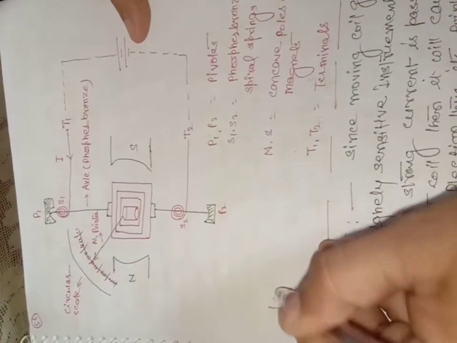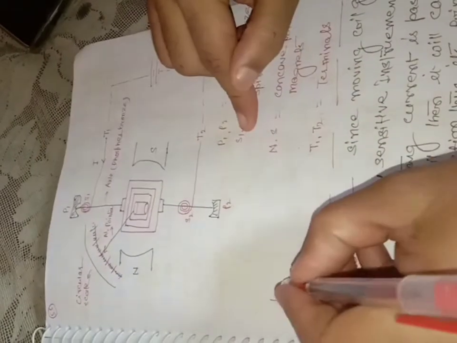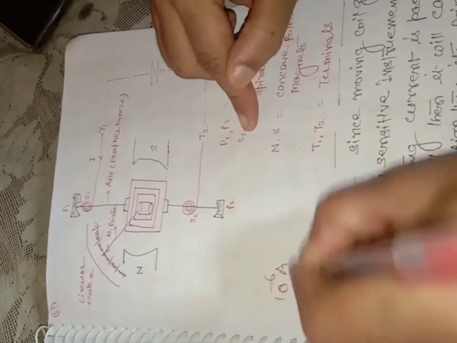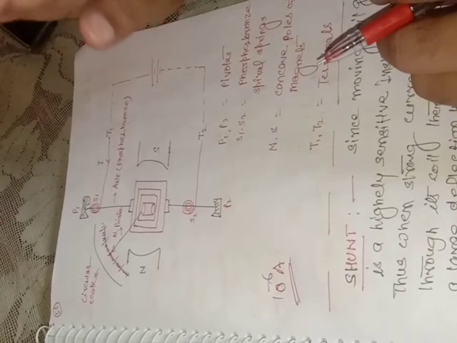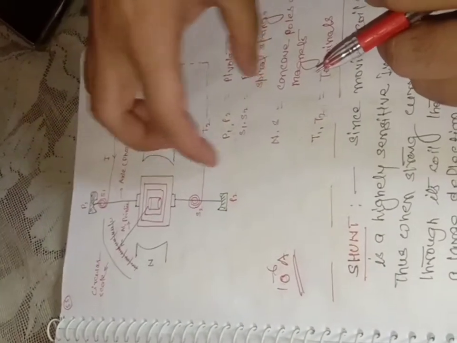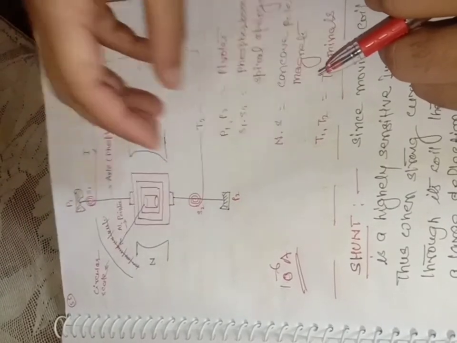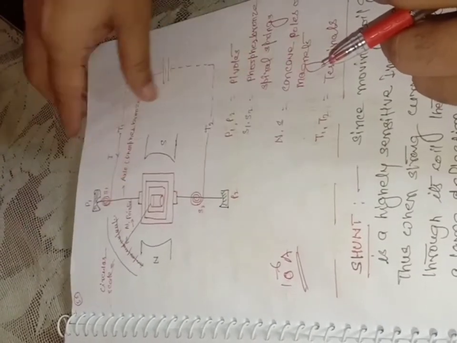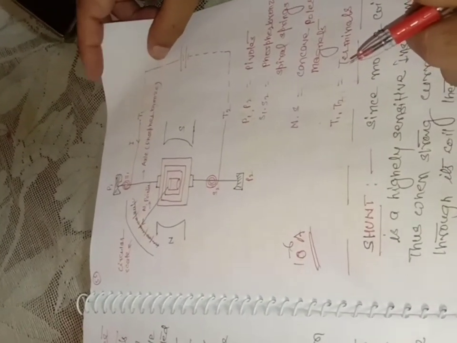It can measure the strength of current up to 10 to the power minus 6 ampere. It means its sensitivity is less as compared to the suspended coil galvanometer, but it is easy to use, and no additional arrangement is needed for measuring the strength of current. Correct? So that's all about the galvanometer. Thank you.